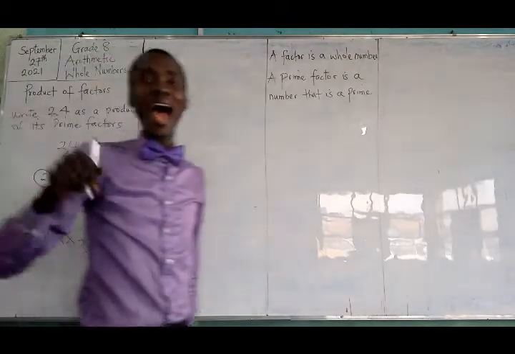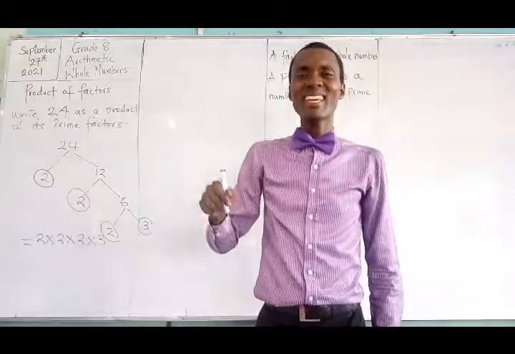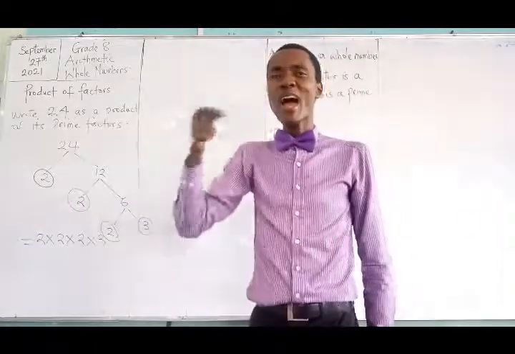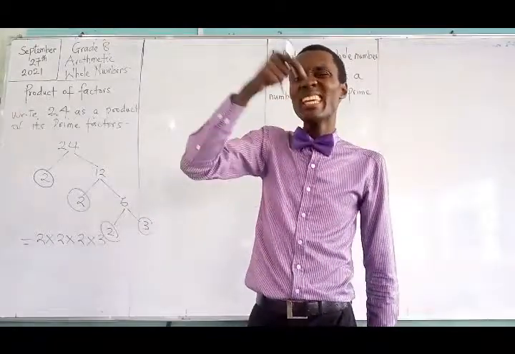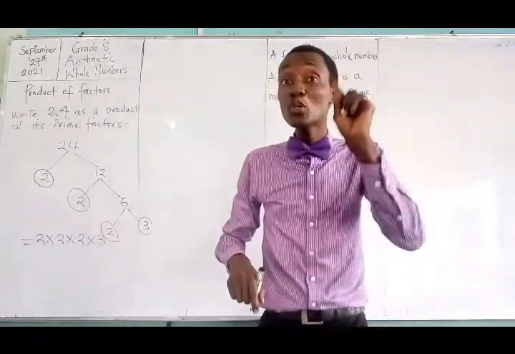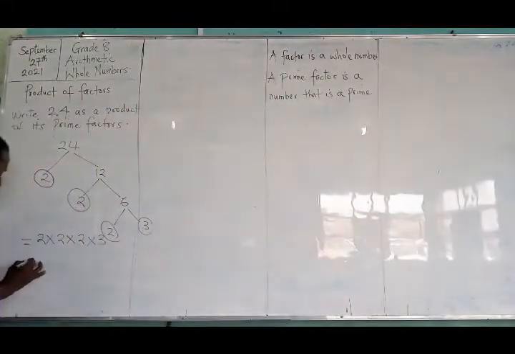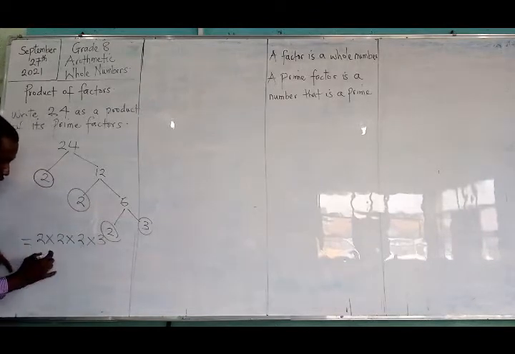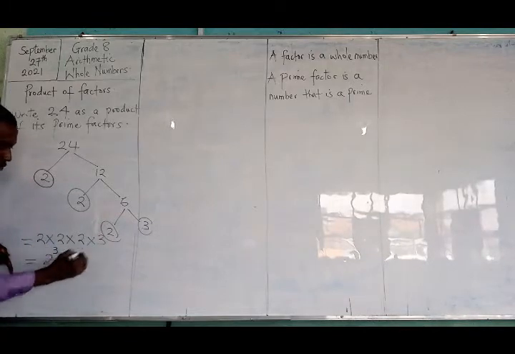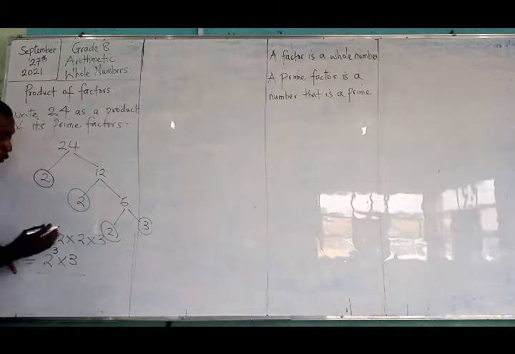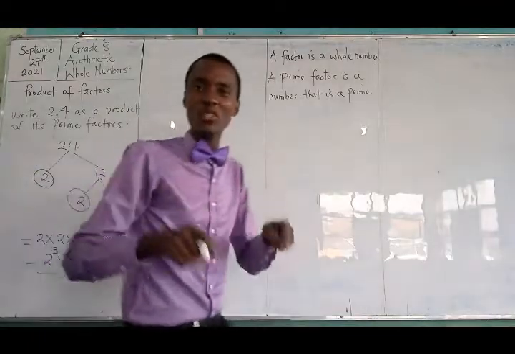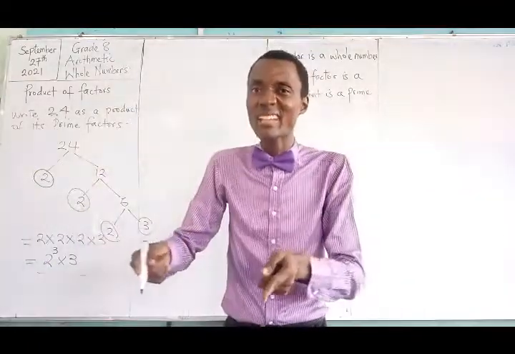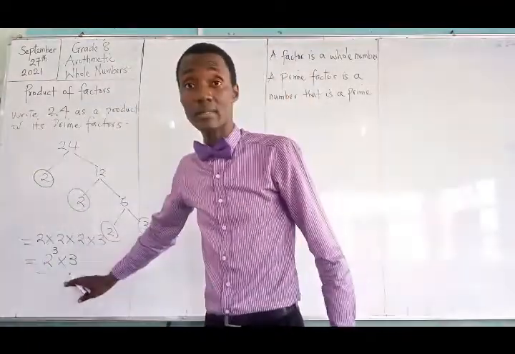Now, you could be asked to write it as a product of prime factors in index form. If you're told to do that, what you simply do is to check. You count. How many 2's are you seeing? 1, 2, 3. So that will be 2 to the power 3, times what? 3. And that will be the product of its factors in index form. Are you seeing that?